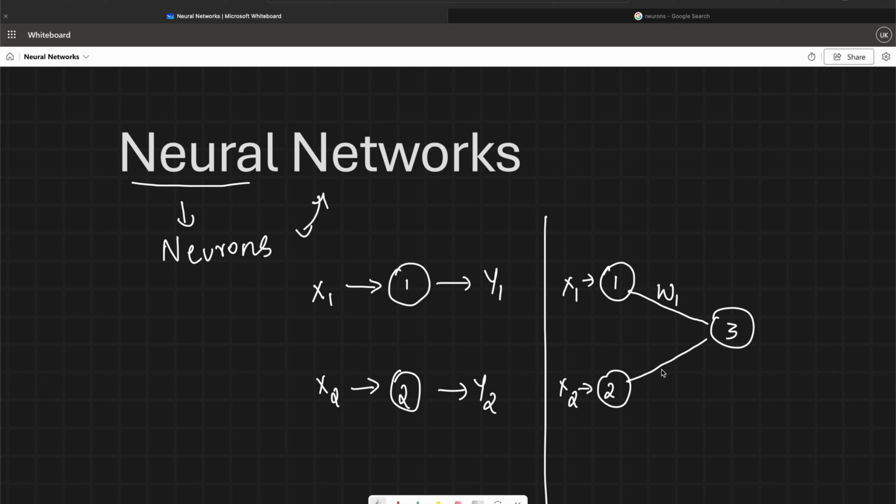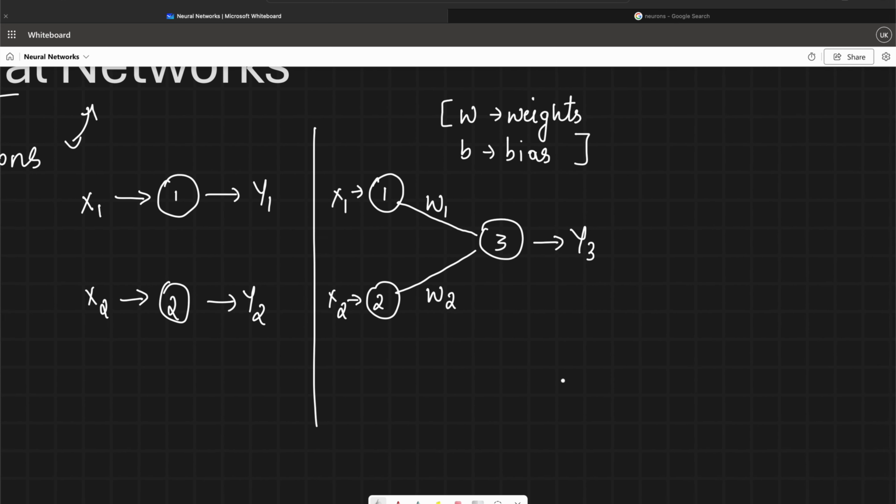So assume these as W1 and W2. And wherever I write W, it means weights. And I'll tell it right away, even B stands for a bias. We'll explore these later. But for now, assume W1 is a particular weight given for the transaction happening between 1 and 3. And W2 is another weight given for the transaction happening between 2 and 3. Then, of course, this will have its own y3 over here. That's what we are supposed to calculate now. So let's see how we can do that.